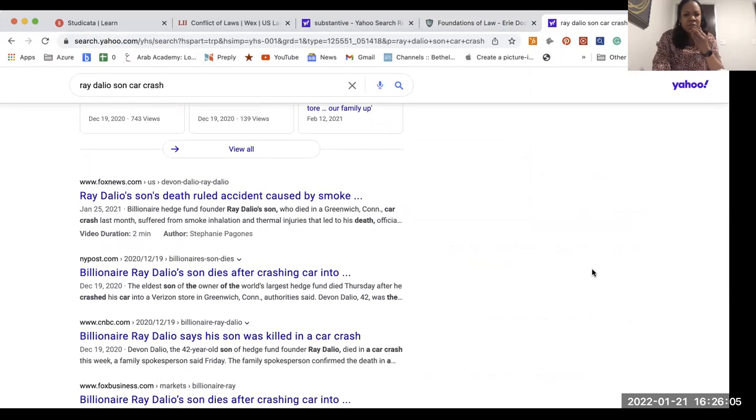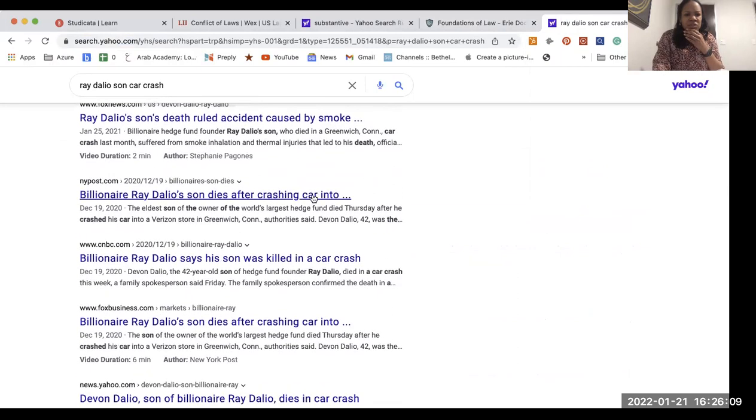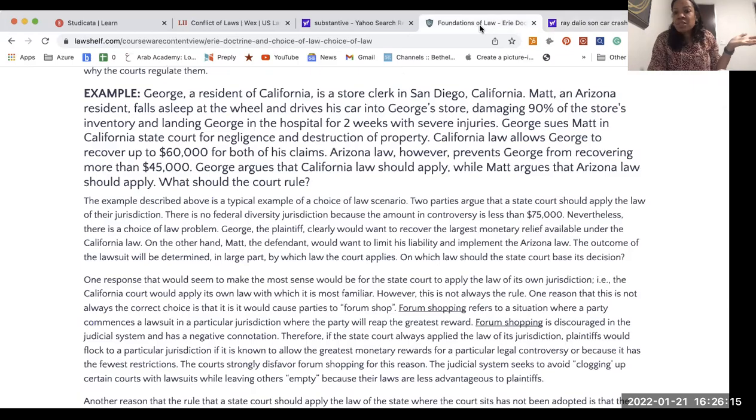Smoke inhalation from thermal injuries led to his death. Billionaire rate crashing into a Verizon store. It wasn't a T-Mobile store, but it was a phone store. So this type of thing does actually happen.